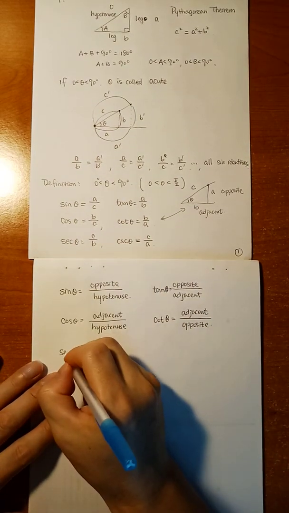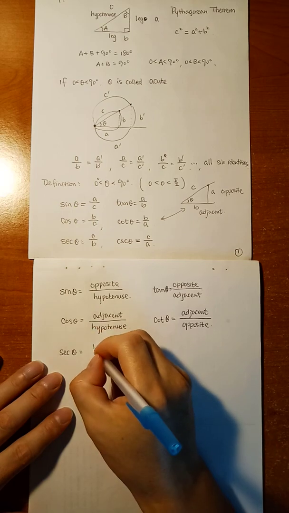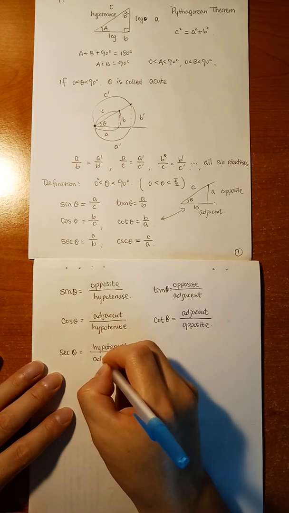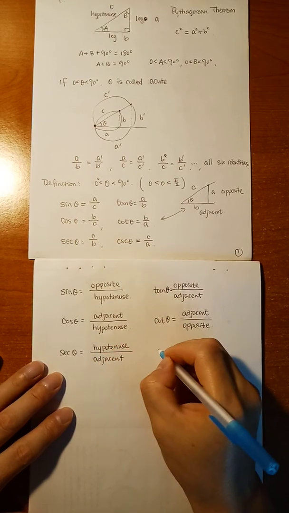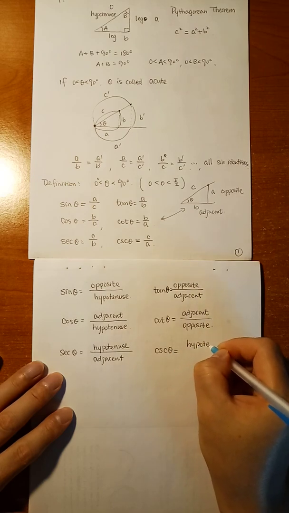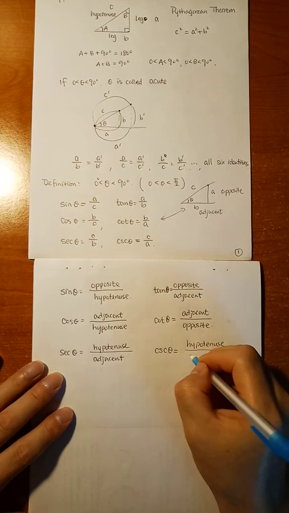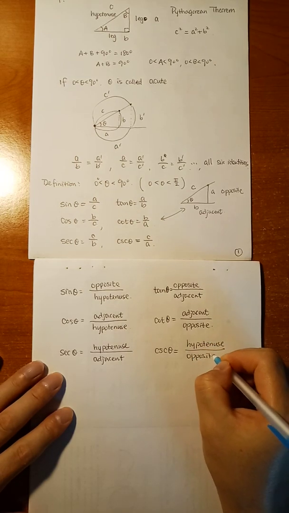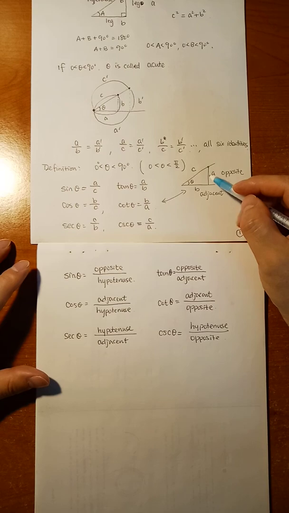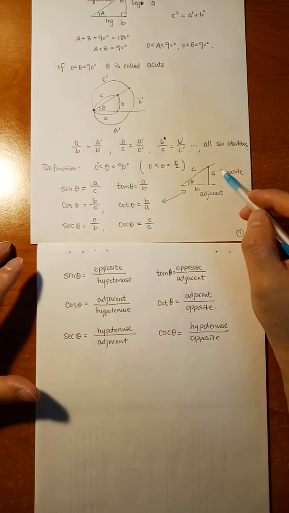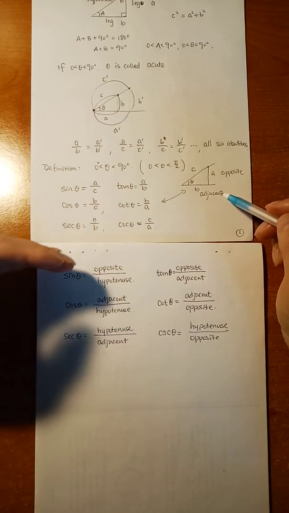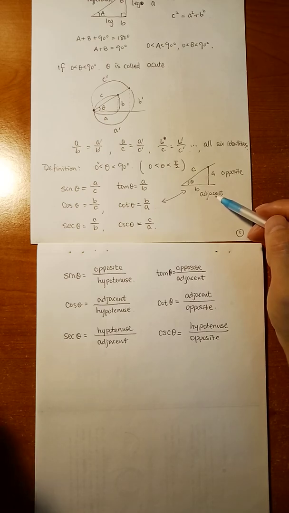And then secant theta is hypotenuse over adjacent. Cosecant theta is hypotenuse over opposite. Okay, so if you use this relative geometric position, then you can avoid the different formulas caused by choosing different letters. Okay, so opposite over hypotenuse, adjacent over hypotenuse, and this is better.